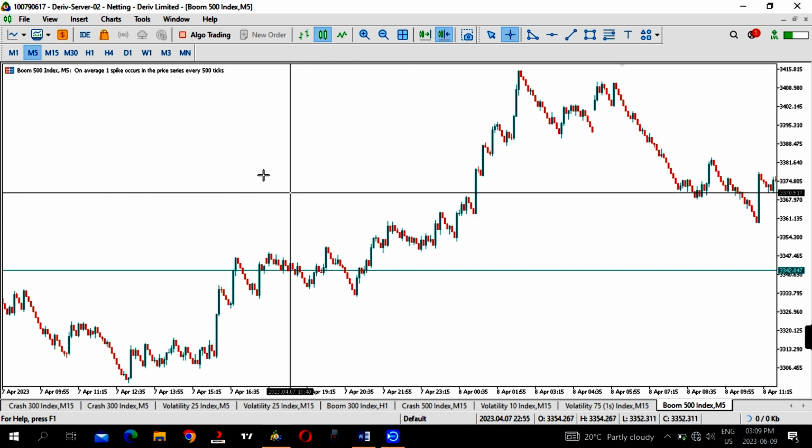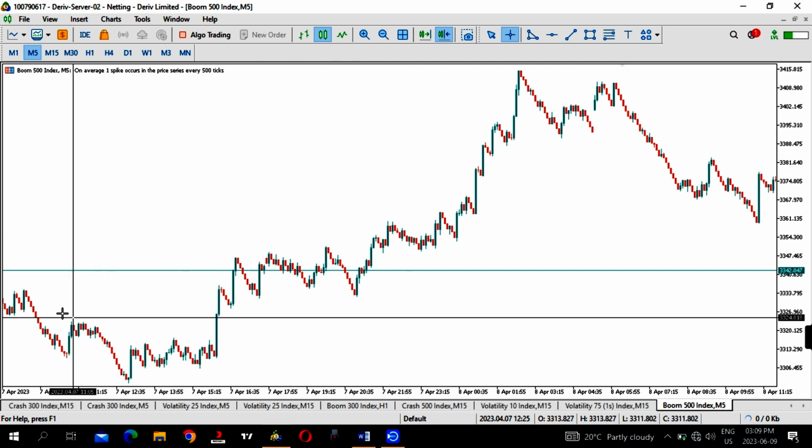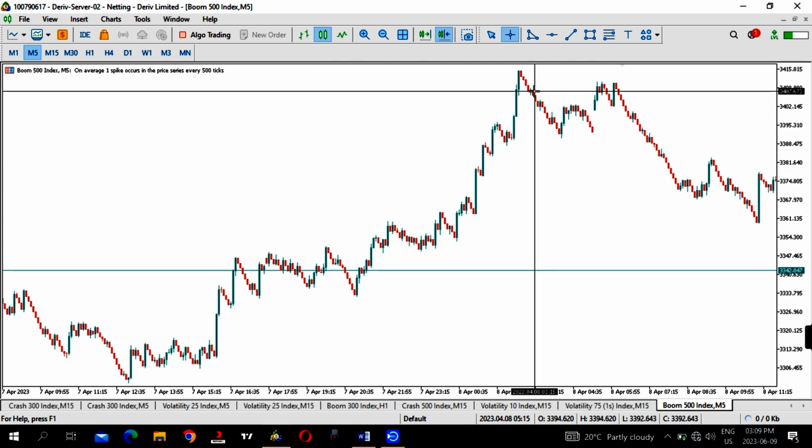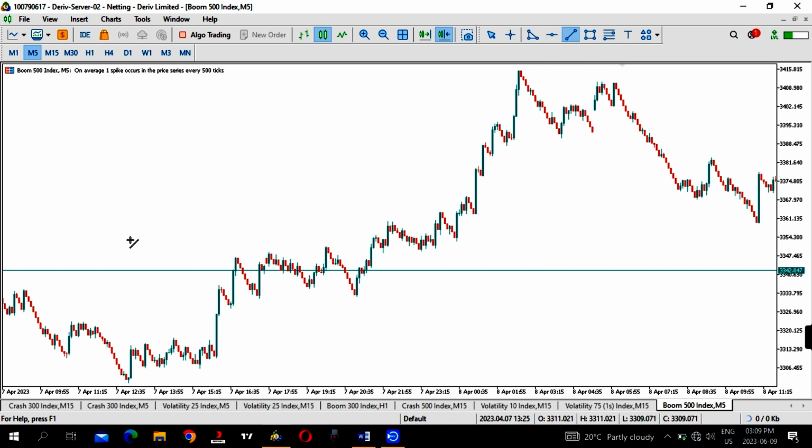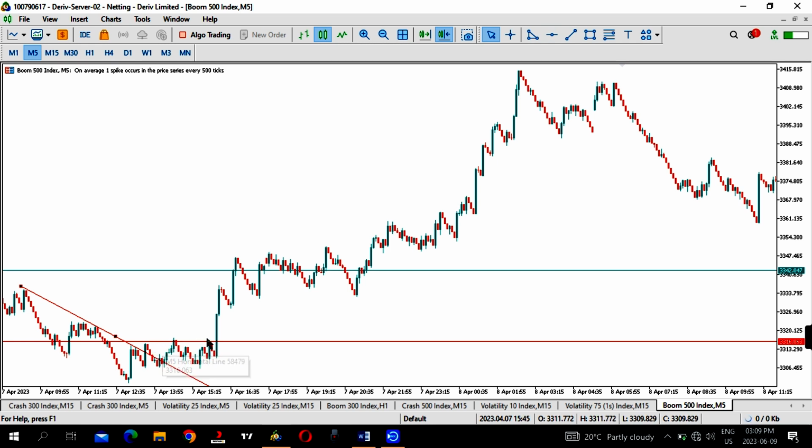So first of all, you have to wait for a pullback. When you want to enter for this buy setup over here, first of all, you've got this trend line that has been broken over here. After that has been broken, you mark all your key levels of interest. So this could have been a perfect entry spot, but you don't enter yet.